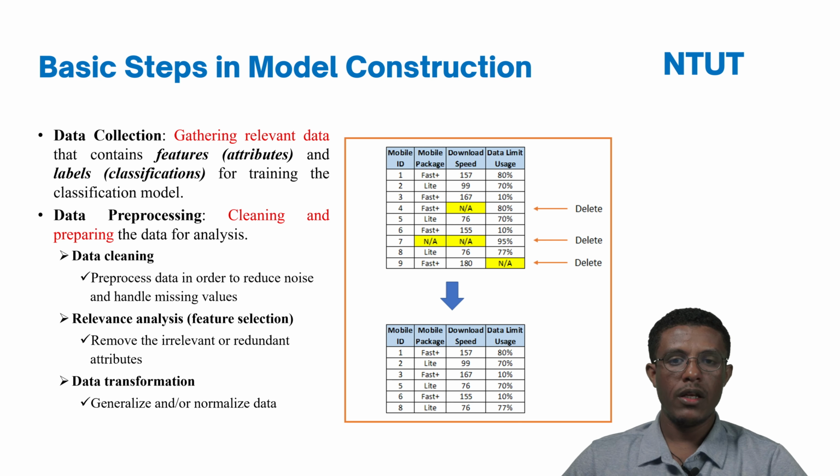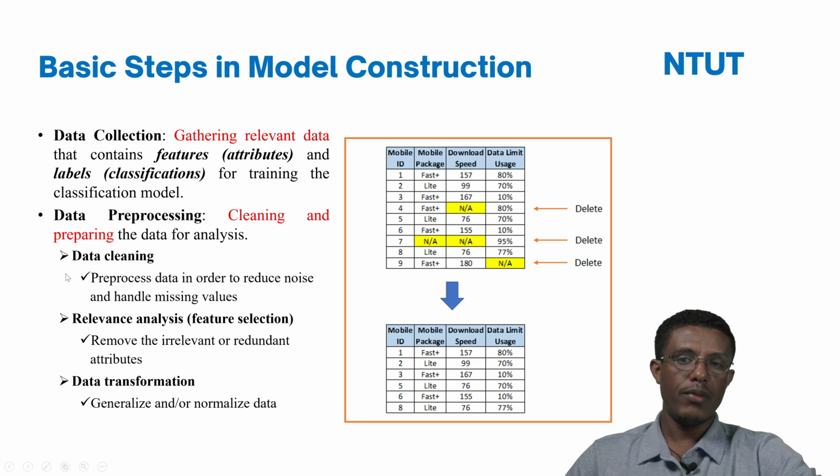We should clean and prepare the data to be more ideal for the machine learning algorithm. Based on how the model or the algorithm can accept the data, we should clean and prepare it, making it ready for input into the algorithm. So the first thing to consider in data pre-processing is data cleaning. In data cleaning, we pre-process data in order to reduce noise and handle missing values.